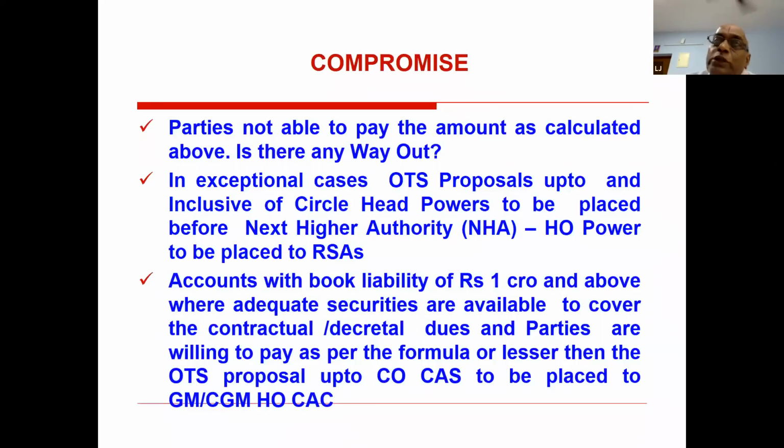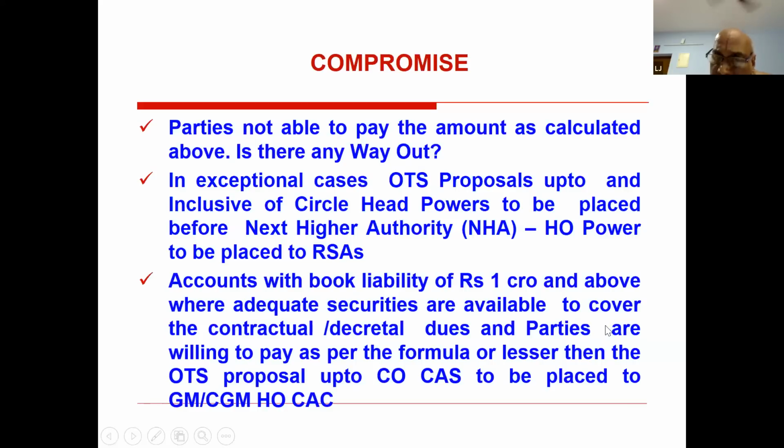So when the book liability is 1 crore and above, even though the borrower fits in the first slab, and even though he is willing to pay as per the formula, no authority up to circle level head has power to sanction the OTS. It has to go to head office only. Accounts with book liability of rupees 1 crore and above, where adequate securities are available to cover the contractual decretal dues, first paragraph, and parties, there is first slab, and parties are willing to pay as per the formula. Forget about lesser than the formula. Lesser than the formula, necessarily, it has to go to HO.